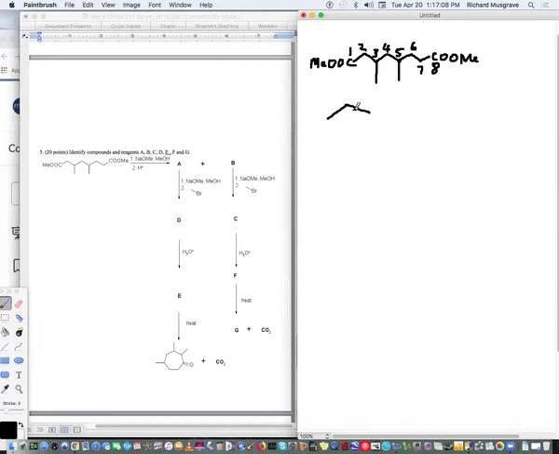And I'm going to do, first of all, let's see, it'll be 2 to 8. And the other one will be 7 to 1. So it's always the alpha of one to the C double bond O of the other.